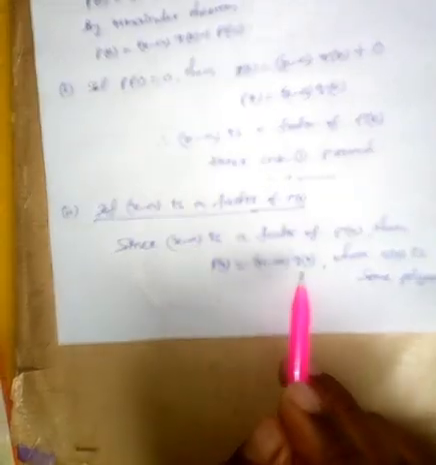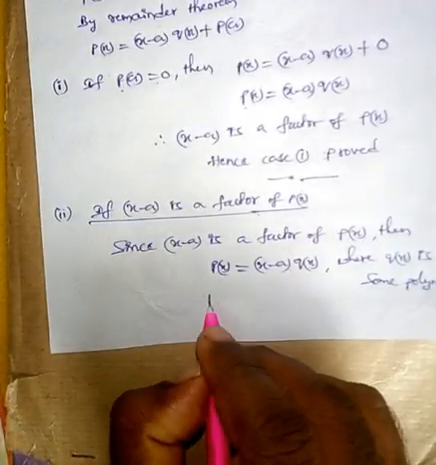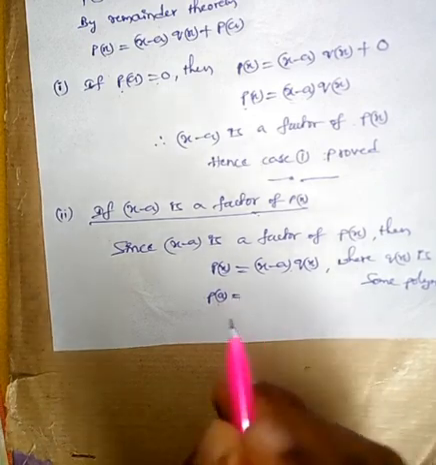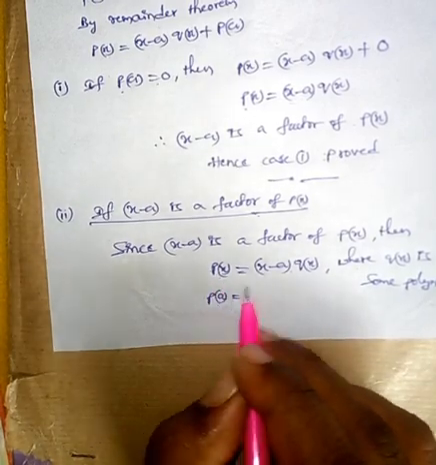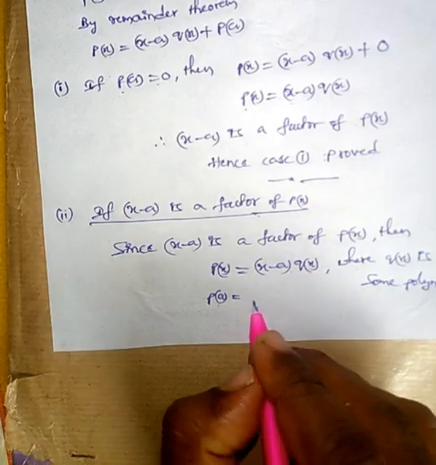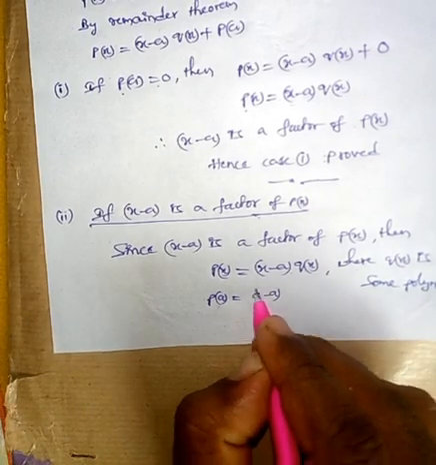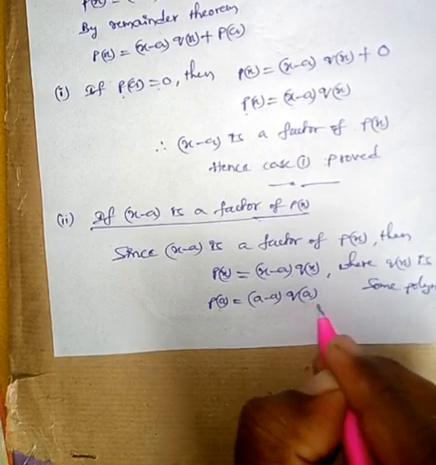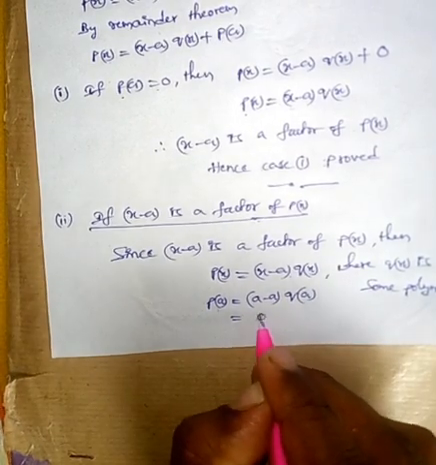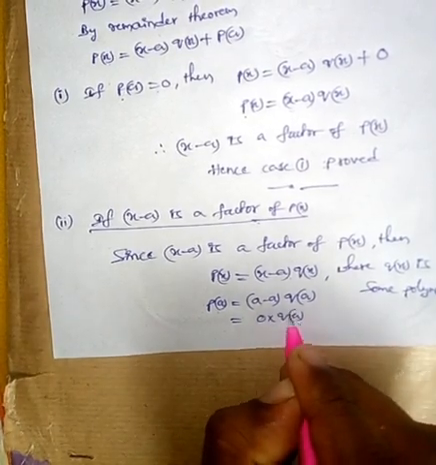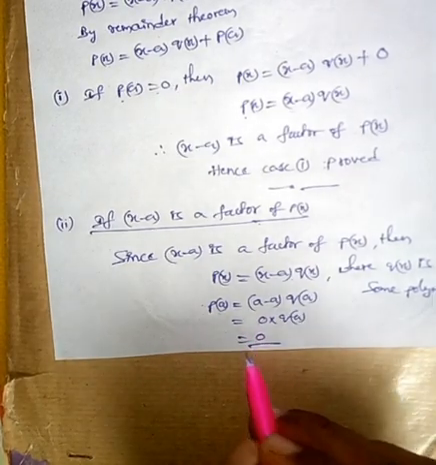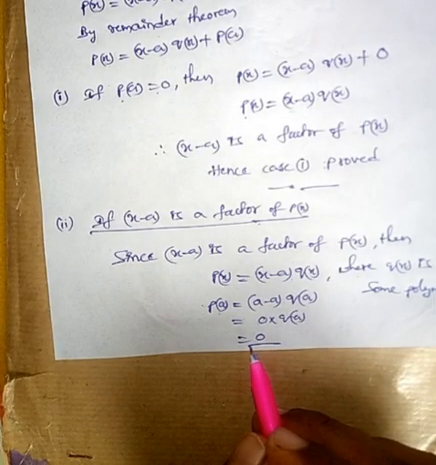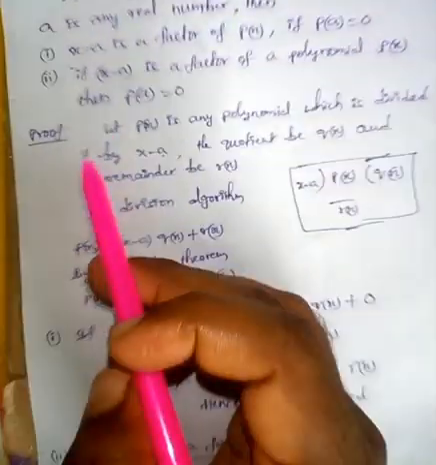Now substitute a in this polynomial. Let us check what will be the result. If I substitute a in the p(x), it will be a minus a into q(a). A minus a means 0, 0 into q(a), 0 into something is 0. So p(a) equal to 0, that is, remainder is 0. Okay, so that is the second case.